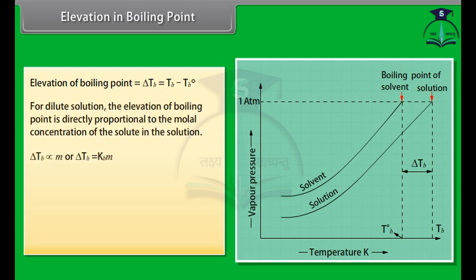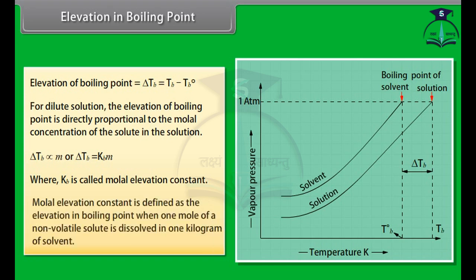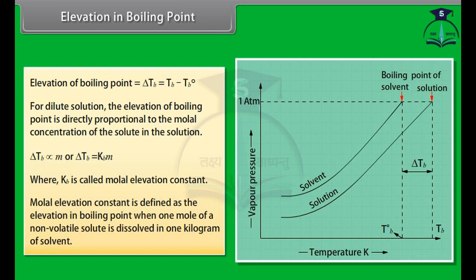For a dilute solution, the elevation of boiling point is directly proportional to the molar concentration of the solute in the solution. Kb is called the molar elevation constant. Molar elevation constant is defined as the elevation in boiling point when 1 mole of a non-volatile solute is dissolved in 1 kilogram of solvent.